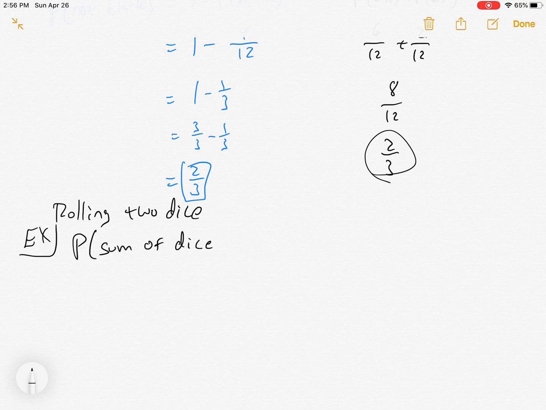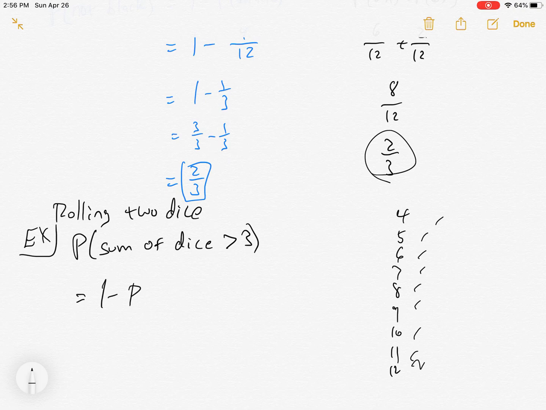Let's do another dice problem. Let's say you're rolling 2 dice again, and I want to find the probability that the sum of the dice is greater than 3. That would mean 4 is okay, 5 is okay, 6 is okay, 7, 8, 9, 10, 11, or 12. Do you really want to add all of those up? 9 numbers? No, I don't want to do that. Instead, I can do this.